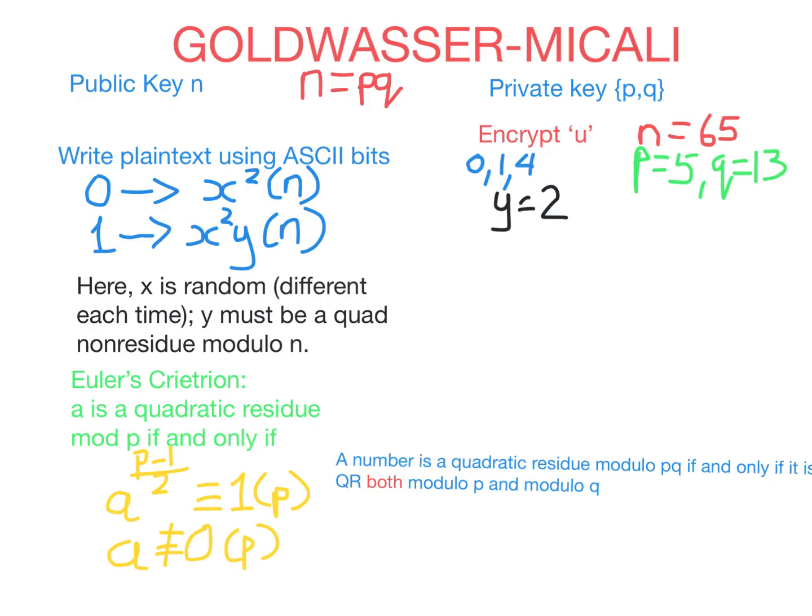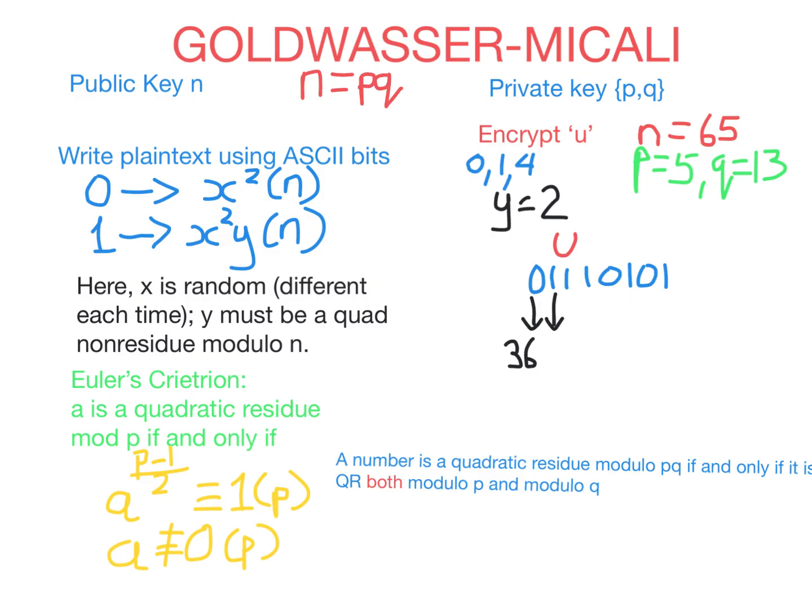Okay, let's now go ahead and encrypt the letter U. So this is U from the ASCII table. So I have to operate on each of these bits individually. So let's get started. We have a 0. I am going to map this to x squared modulo n. I'm going to choose a random value of x modulo 65. So I'm just going to choose 6. So 6 squared is equivalent to 36 modulo 65.